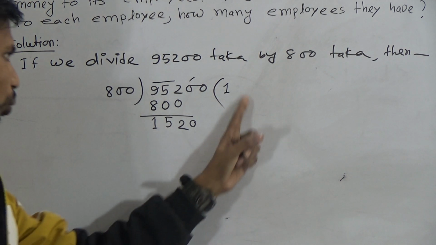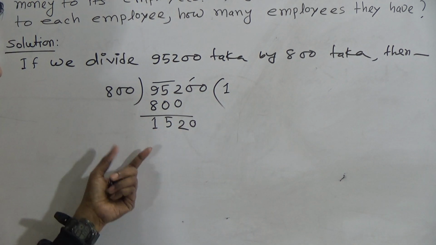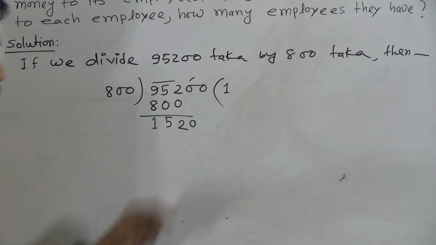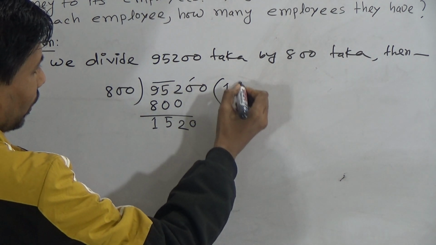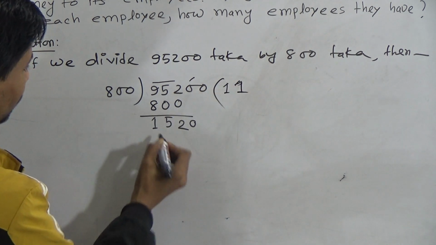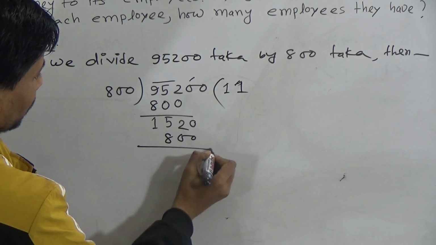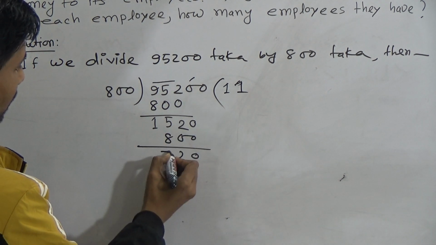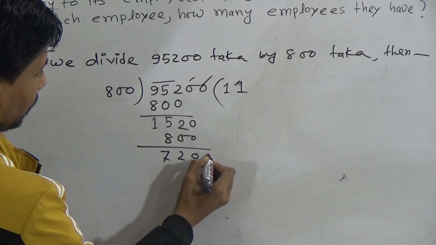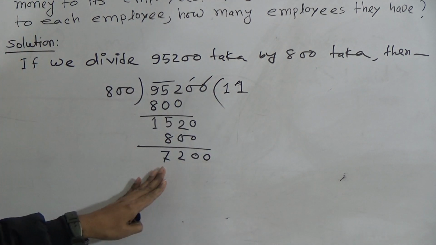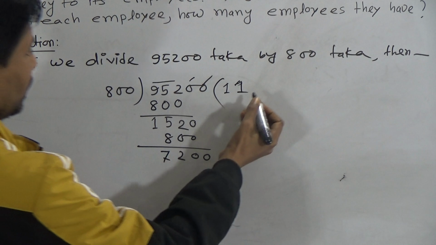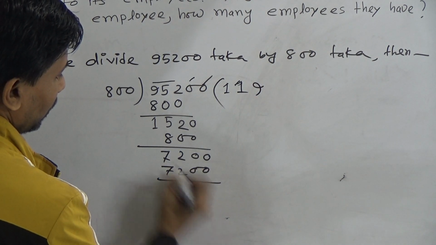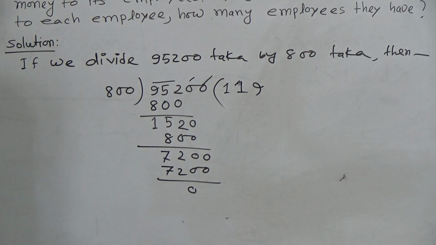Now we have to divide this number by 800. If we take in here 2 times of 800, then the product will be larger than 1520. So you have to take here again 1 times. Okay. Now subtract. 15 minus 8 equal to what? 7. Now bring down this 0 in here. Now it becomes 7200. Now this is easy. 8 9s are what? 72, 0 and 0. Okay. Therefore there is no remainder.